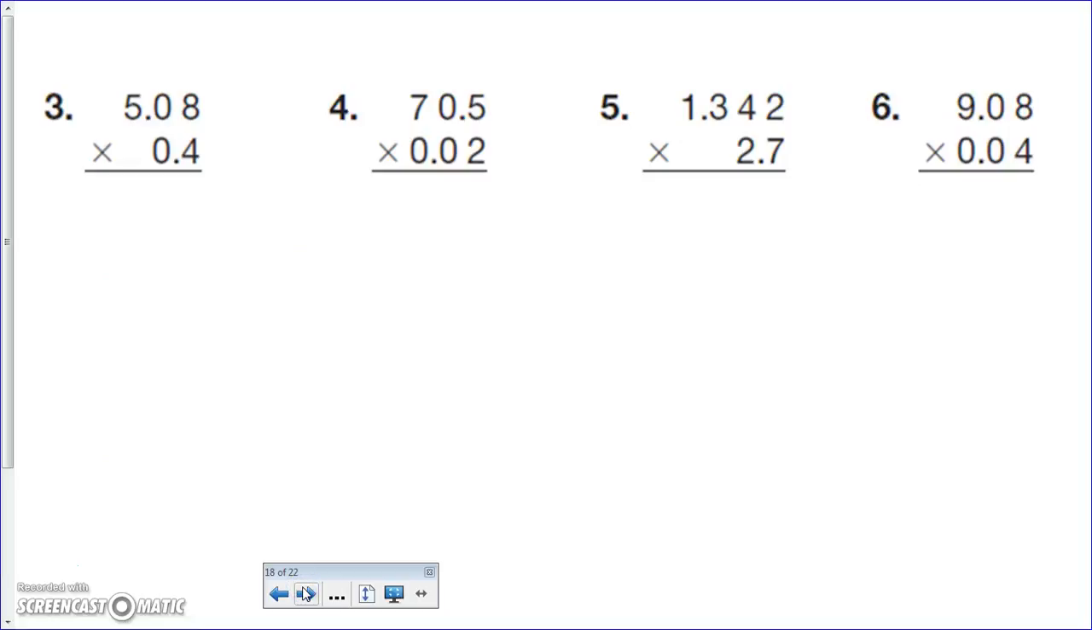All right, so we're going to work the next 4 problems together. So the first thing to remember when multiplying by decimals is just to ignore the decimal point and multiply the numbers like you would if they were whole numbers, and then worry about placing the decimal point at the very end. So 4 times 8 is 32. We're going to put the 2 down, carry the 3. Four times 0 is 0, plus 3 is 3. And then 4 times 5 is 20.